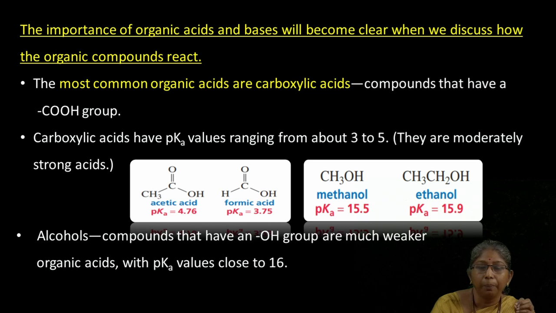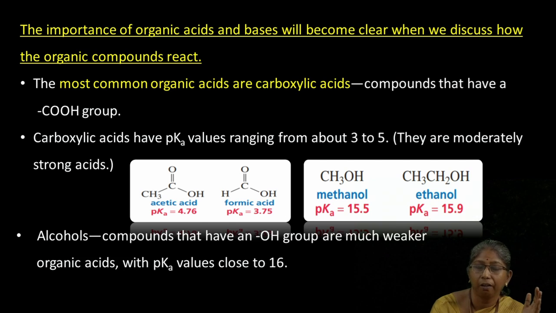Now, which compounds are called organic acids and which are called organic bases? That will be clear when we discuss how organic compounds react. Most organic acids are carboxylic acids. We will see the reaction in the later pages. These compounds have the functional group COOH, and their pKa values range from 3 to 5.